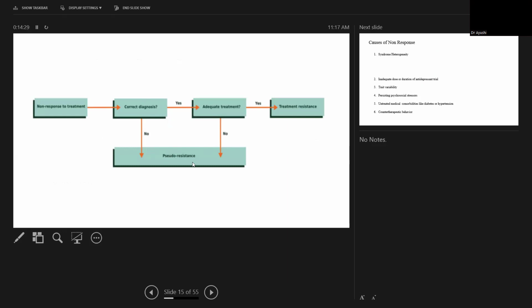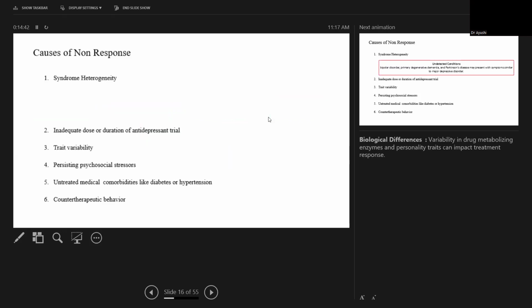If the diagnosis is not correct, then it is a pseudo-resistance. If it is correct, then we have to see if the treatment is adequate or not. If it is not, then it is pseudo-resistance. And if the treatment is also correct, then that is treatment resistance.